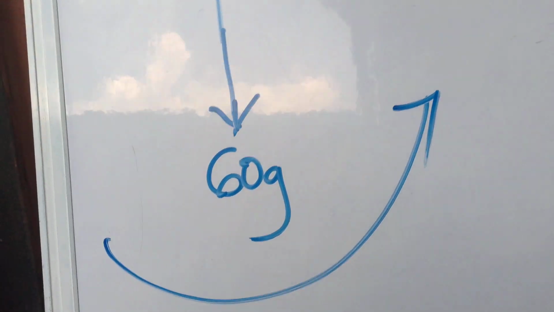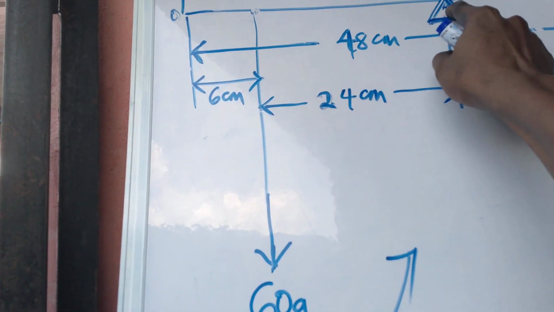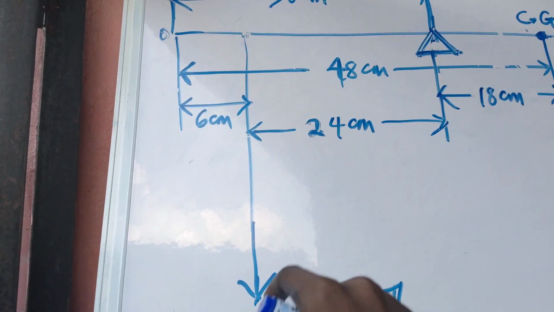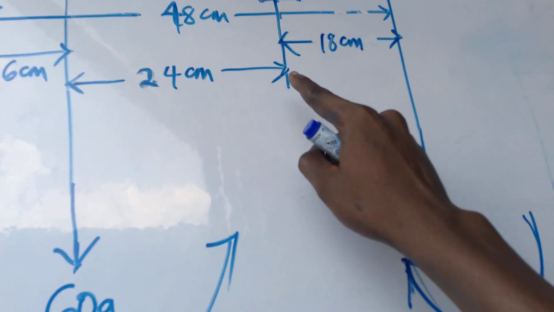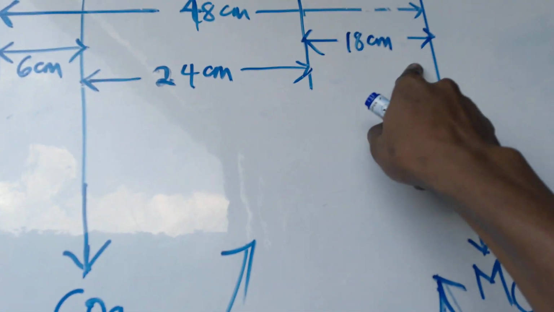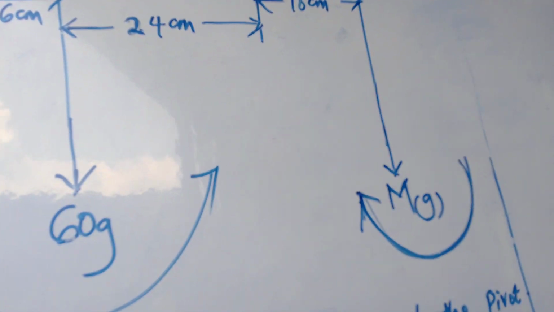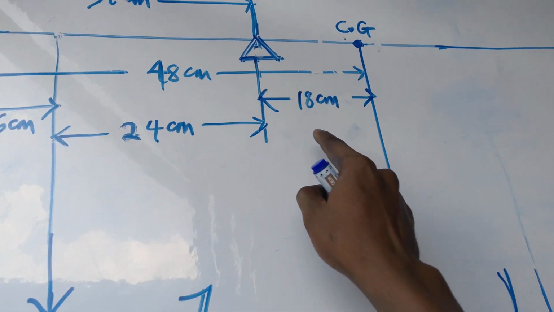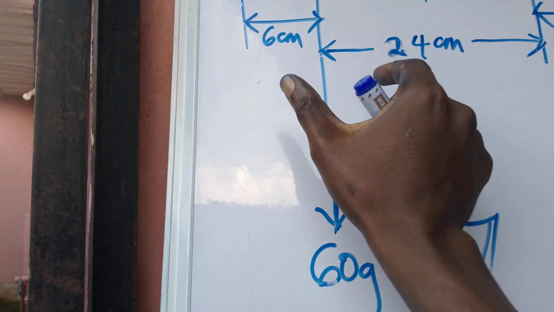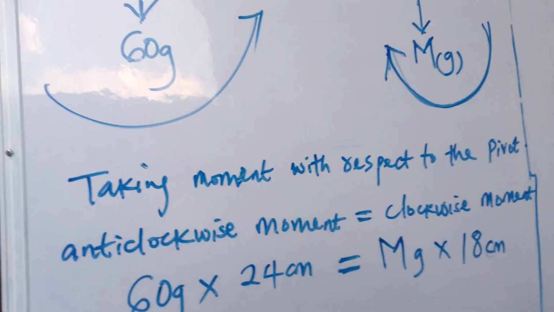So if you observe clearly, the distance between this force and the pivot is 24 cm. So it will now be this force times the perpendicular distance, and the distance between this other force, the mass there, and the pivot is this distance, 18 centimeter. So it will be force times perpendicular distance with respect to the pivot, and force times the perpendicular distance with respect to this pivot. Okay, so I will make m the subject of formula.